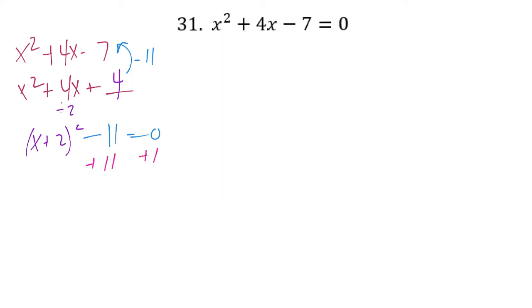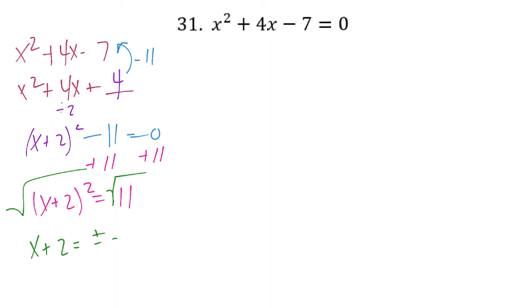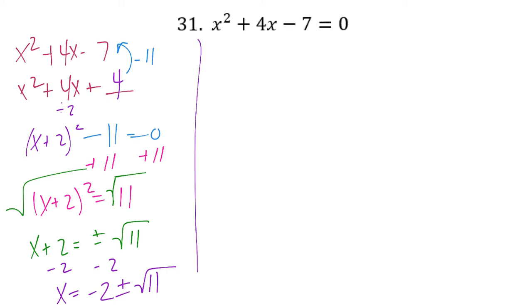Add 11 to both sides. So x plus 2 squared equals 11. Square root both sides. X plus 2 equals plus or minus the square root of 11. And we subtract the 2 on both sides. So x equals negative 2 plus or minus the square root of 11. So to me, that's shorter and that's easier. But if you like to do the quadratic formula because this doesn't make sense to you, that's perfectly fine. You're going to get the same exact answer.